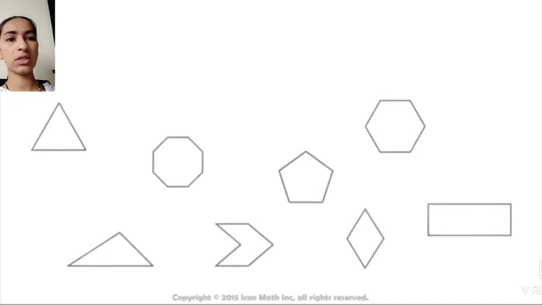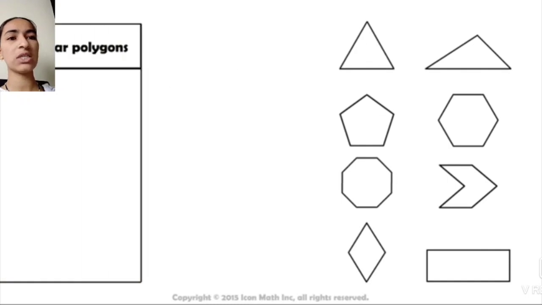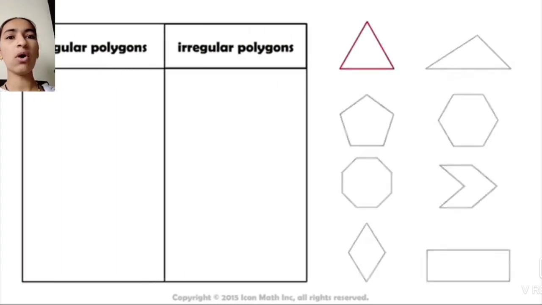Okay, students, understand? Now some figures I have shown here, we have to verify which are regular and which are irregular. Now we have to classify. I have made two columns. First is regular polygon column, second is irregular. We have to check each figure. See, the first figure, a triangle: all sides equal, angles are equal, so it is regular polygon.